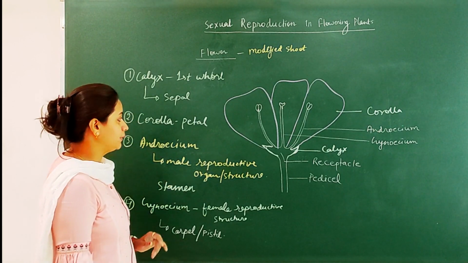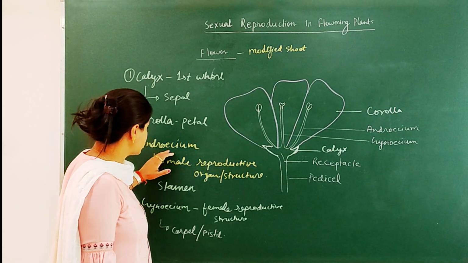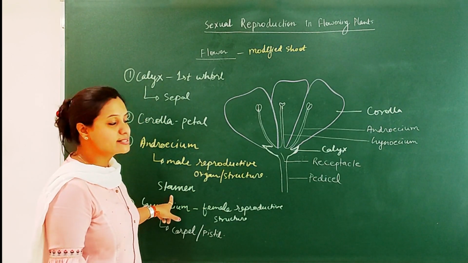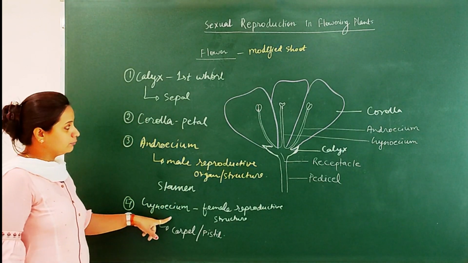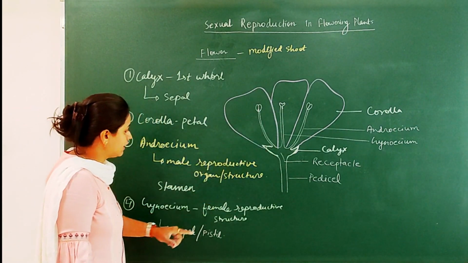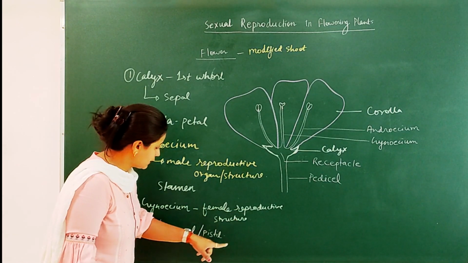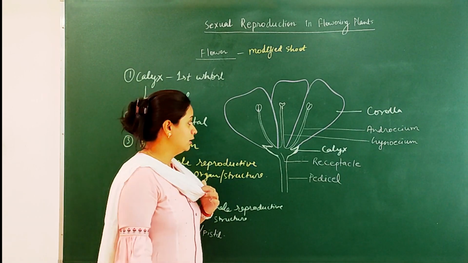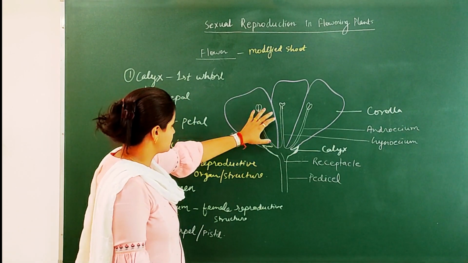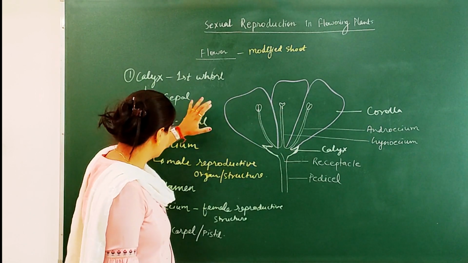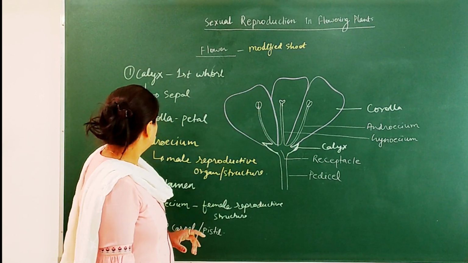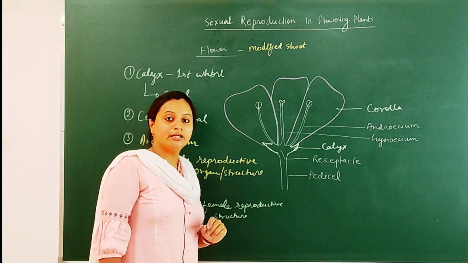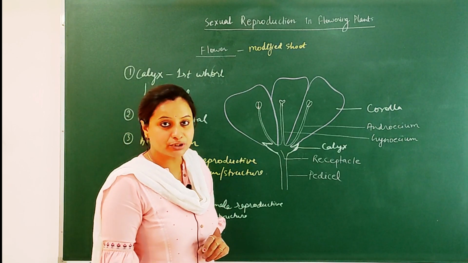The next whorl after corolla is androecium. Androecium is called the male reproductive organ or structure, and the single unit of androecium is called a stamen. Now, gynoecium, you can see here in the center of the flower, is called the female reproductive structure, and the single unit of gynoecium is called a carpel or pistil. One by one we will discuss the structure of carpel and pistil, as well as stamen.